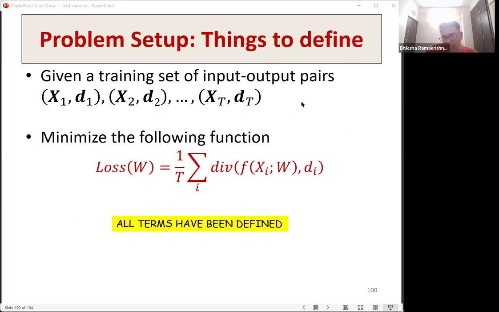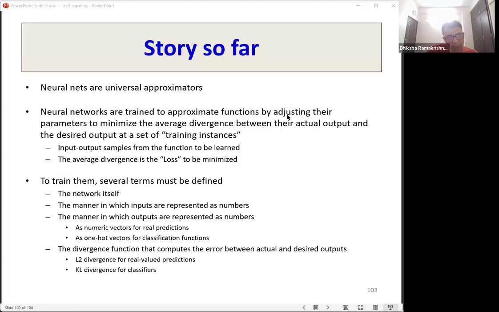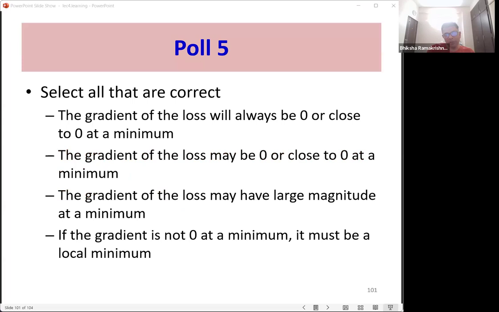So we've defined all terms over here. I'll skip this poll, but actually, this is the end of the lecture. So I'm just going to give you this poll and we'll stop right here. Ten seconds. All right. I'll stop this.